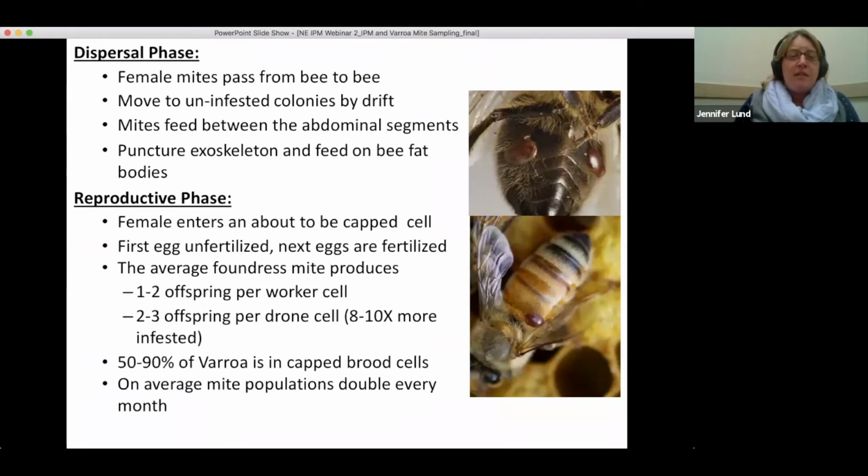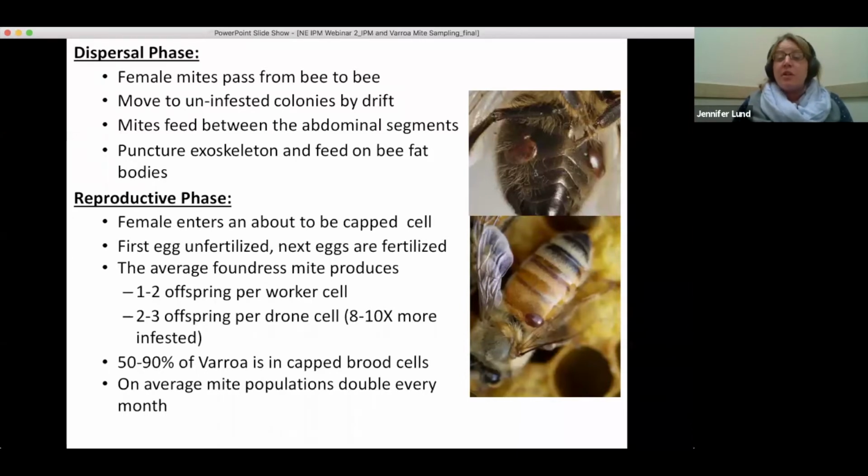So Varroa mites have a 2-phase life cycle. They have a dispersal phase, which used to be known as the phoretic phase, where the female mites pass from adult bee to adult bee. And they're doing this as the bees are touching one another, as they're moving, or as they're coming in contact with one another. So if 2 bees visit a flower, one has mites, one doesn't, those mites can walk across right onto the bee that doesn't have mites. And they can move to uninfested colonies by drift.